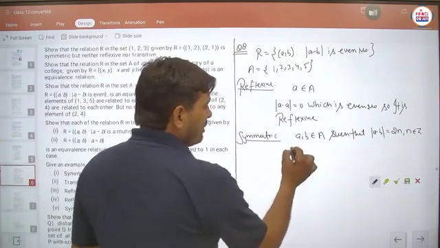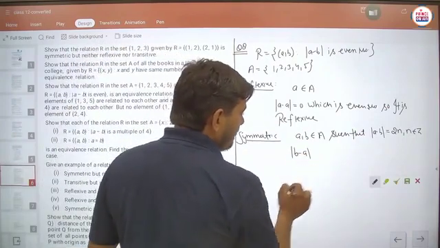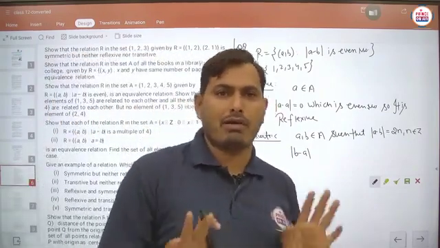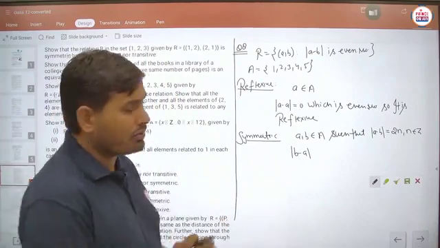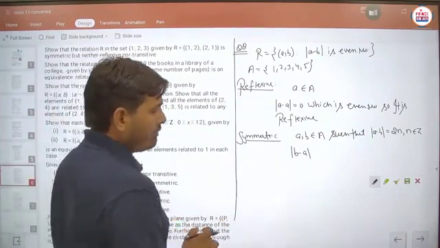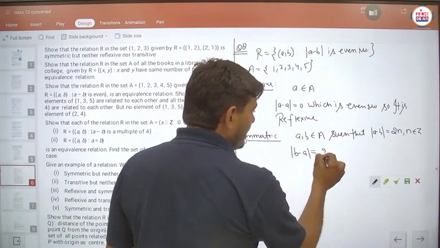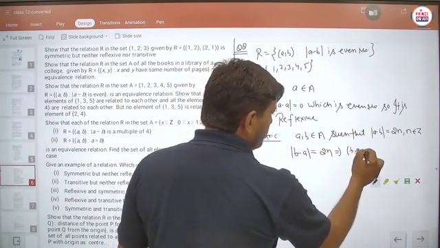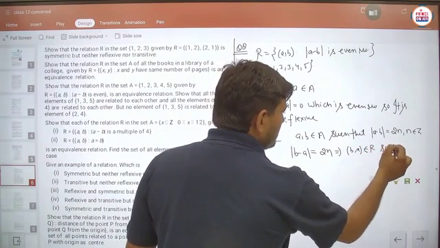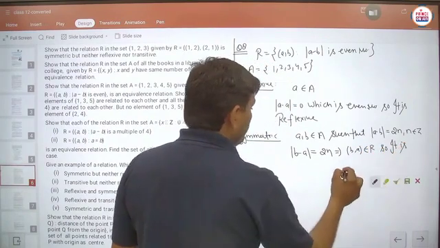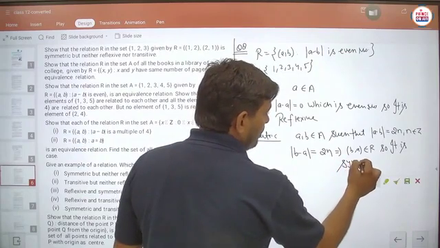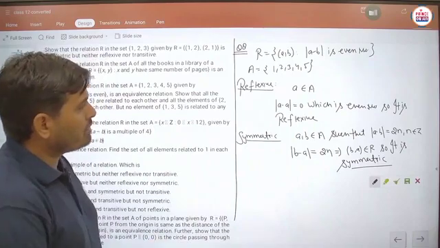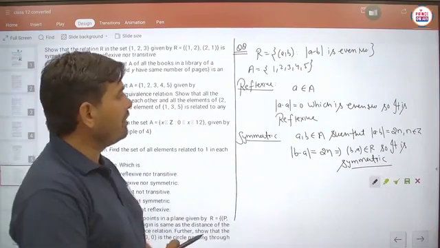Now student, what can you say about b minus a? Because mod of a minus b and b minus a both provide the same answer, since the modulus sign is used, the answer cannot be negative. So mod of b minus a is again 2n, which implies that (b, a) also belongs to R, so it is said to be symmetric. Is it to be clear? So there should be no problem in the case of symmetric or reflexive.